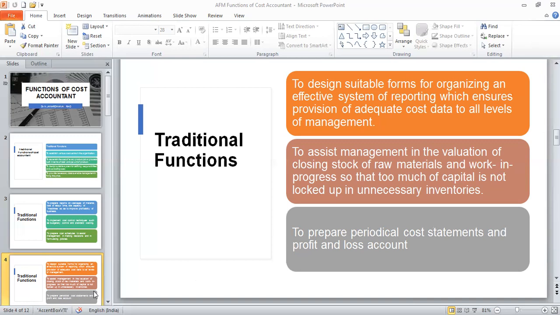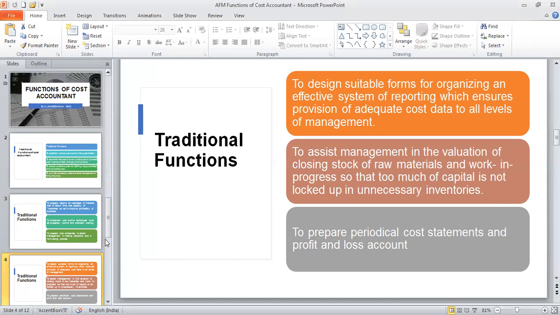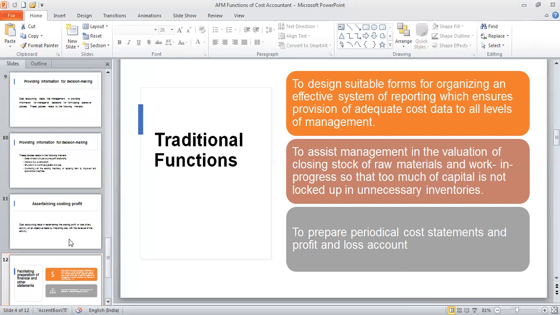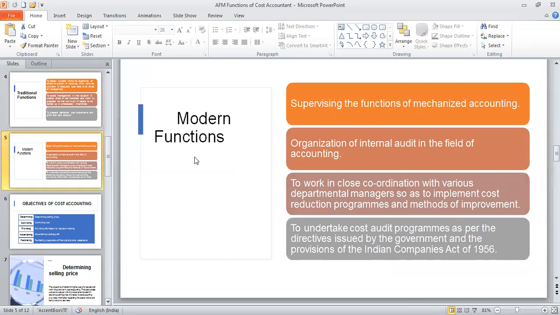And this is all about the traditional functions of cost accounting. All these come under the category of traditional functions of cost accounting. So in addition to that, what are the additional functions this cost accountant has to perform? All those additional functions are included under modern functions. As I told you, the cost accountant functions are classified into two categories: one is traditional functions, the second is modern functions.